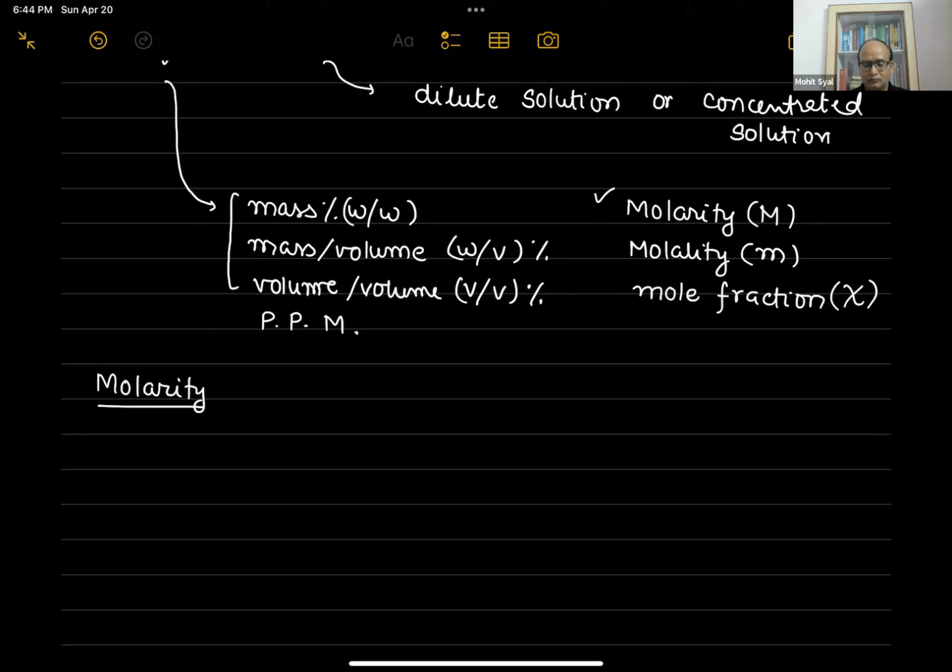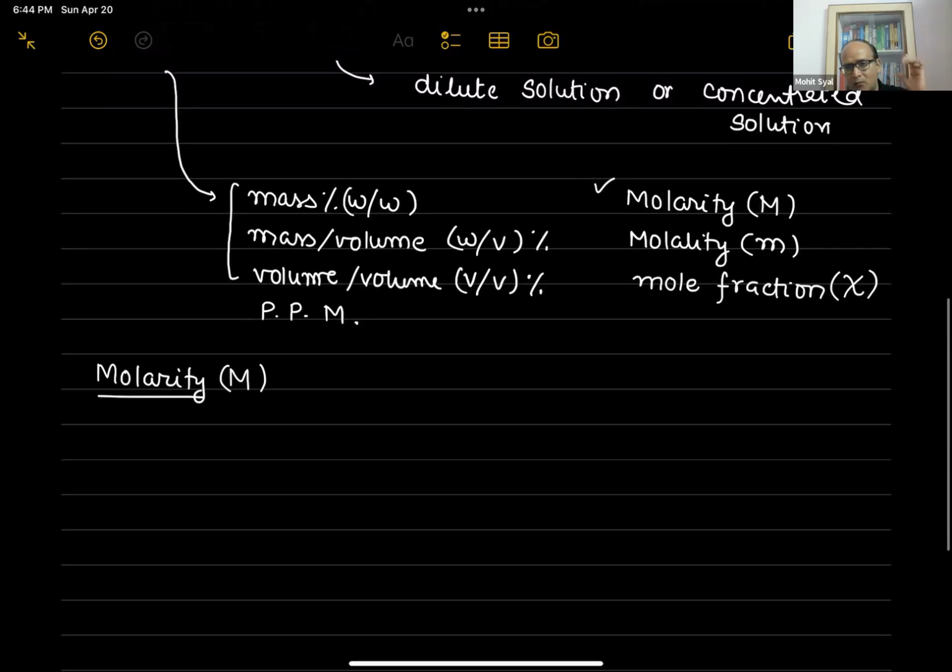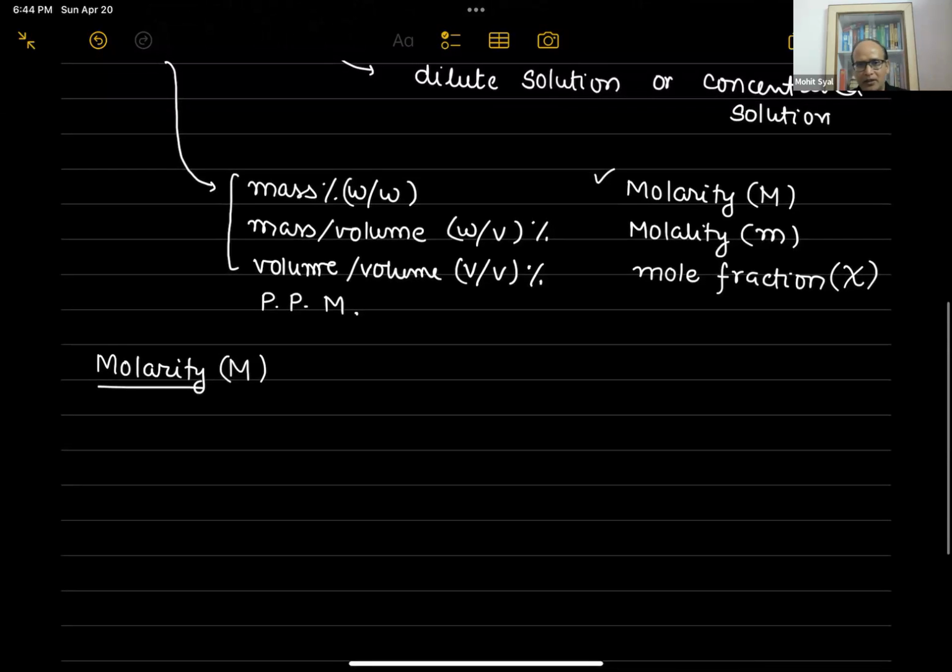It's the moles of solute upon the volume of solution in liters. Yes, exactly. So how many moles of a solute are present in 1 liter? We know that a 1 liter water bottle. Okay. So how many moles of solute are dissolved in 1 liter of solution?